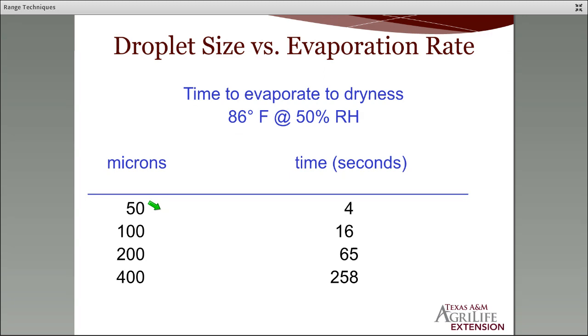Time to evaporate to dryness, at 86 degrees Fahrenheit, at 50% humidity. Once again, a 50 micron droplet, which is too fine, nobody uses, is 4 seconds. 400 micron, which is more like what we would use, is 258 seconds. So all of that plays hand in hand.